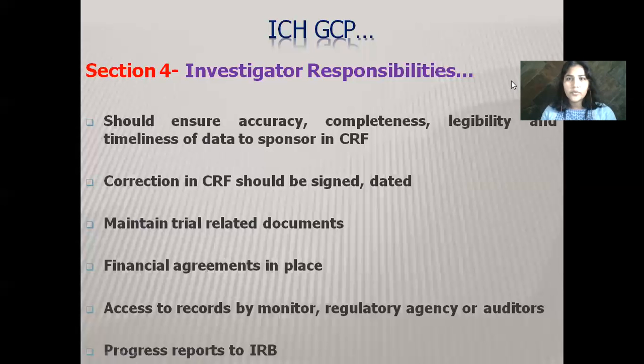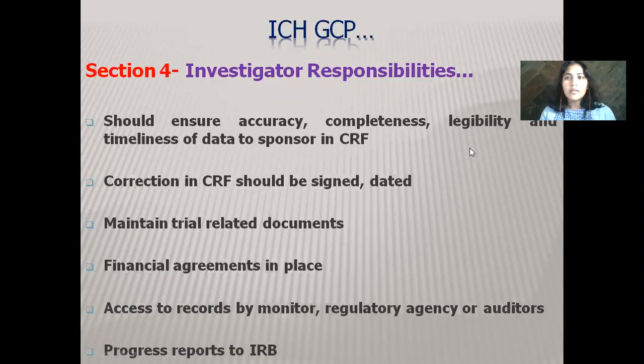Okay, so here we are again for the second session of ICH-GCP guidelines. We have seen three sections so far, and our section 4 is investigator's responsibility. There is a long list of investigator's responsibilities, hence we stopped in between, and in this session we'll resume from investigator's responsibility.